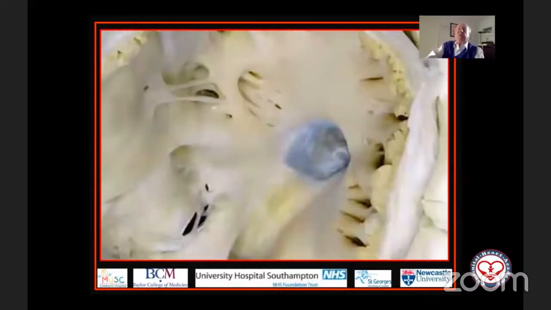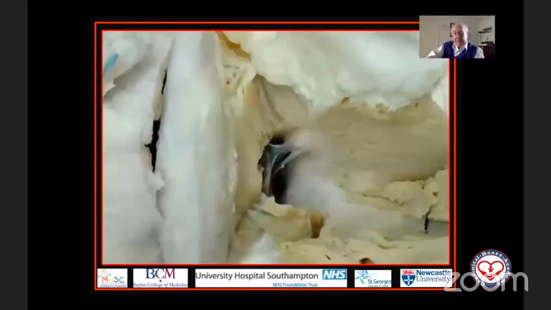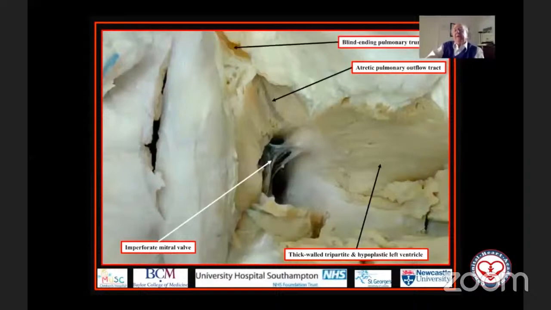So here you will recognize that we're looking at the floor of the morphologically right atrium. And there we have an imperforate mitral valve. So this is coexisting mitral and pulmonary atresia in the setting of congenitally corrected transposition. And there you see the thick-walled, hypoplastic, tripartite left ventricle. There is the undersurface of the imperforate mitral valve, and there you see the very narrowed atretic pulmonary outflow tract leading up to the ventricular arterial junction, which itself is atretic, and there the blind-ending pulmonary trunk.